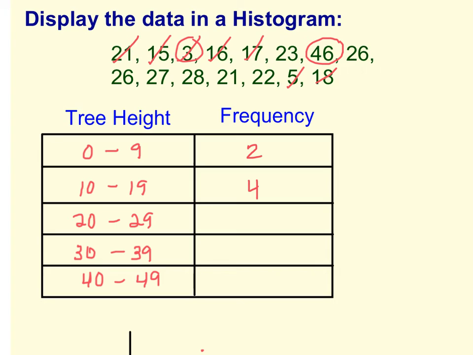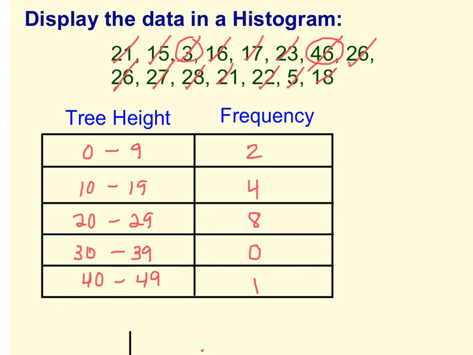Now 20 to 29, we're looking for all the trees where their heights are in the 20s. So 21, 1, 23, 2, 26, 3. And then here's 4, 5, 6, 7, 8. We actually had 8 trees in the heights of the 20s. Maybe these are feet, 20 feet tall trees. All right, now in the 30s, look for any heights in the 30s. There actually are none, so we're going to put 0. And then how many trees were in the 40-foot range? We have that 46, so there's just 1 right there.